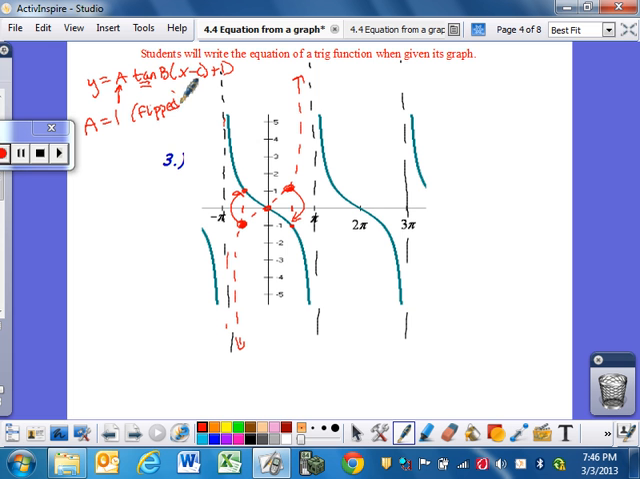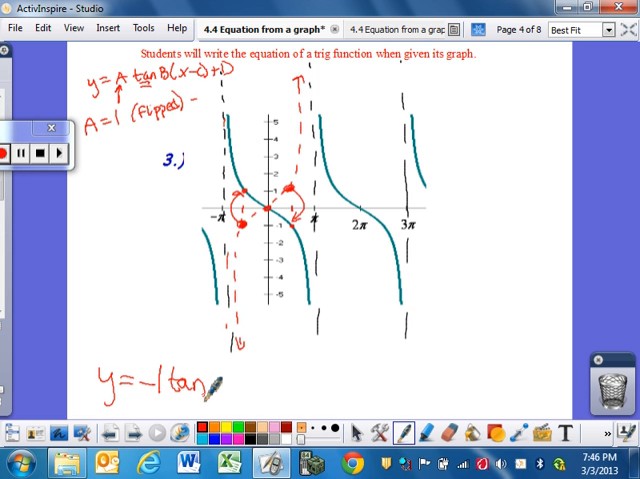And how do I have it flipped? We just put a negative sign out front. Okay, so I know that in my equation, and I could even start the equation, it's negative 1, tangent. Alright, what's my B value?